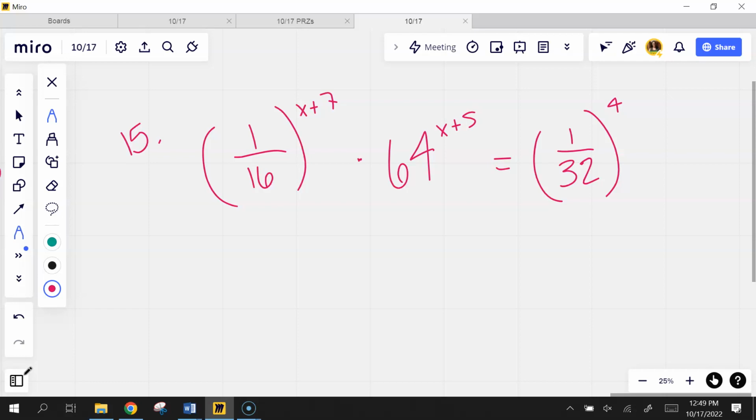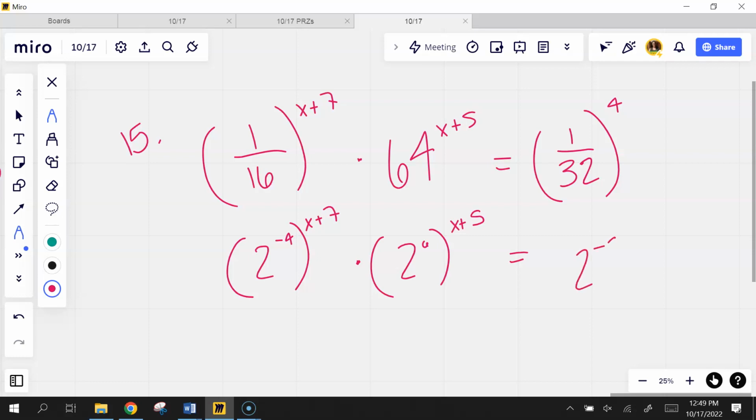Does everybody see why? 2 to the what power is 16? 2, 4, 8, 4. But I need to make it negative since it's a fraction and it flips. So I'm going to have 2 to the negative 4. This has still got this exponent out here. 2 to the what power is 64? 6. So 2 to the 6, and again, it's got this x plus 5 out here. And then 32, 5th. But it's negative because it's in the bottom of the fraction.